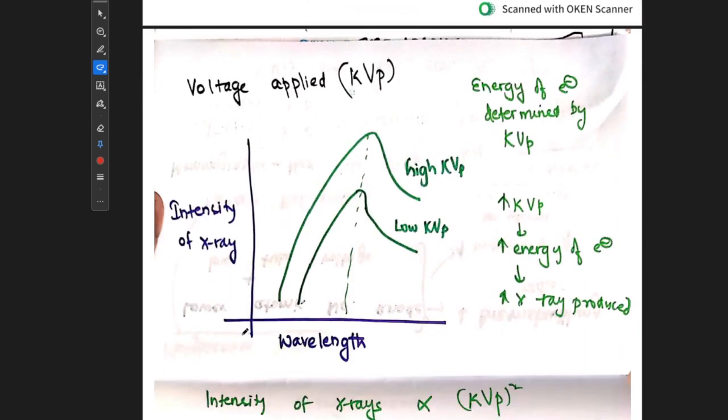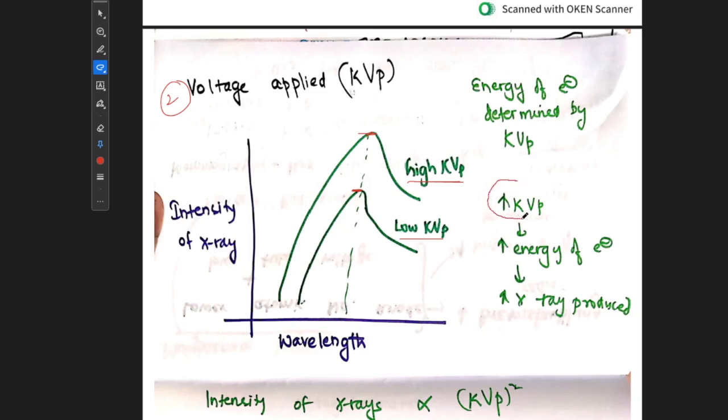So the next important thing after target material is voltage applied. This is the second factor which affects the intensity of radiation. If we draw a graph between the intensity of X-rays and the wavelength, as the kilovolt peak or voltage applied increases, the energy increases. At low voltage, there is less intensity. At high voltage, there is high intensity. If there is high intensity, more X-rays are produced.